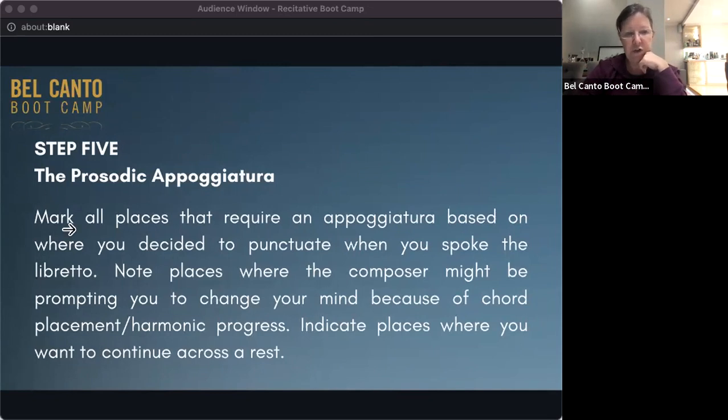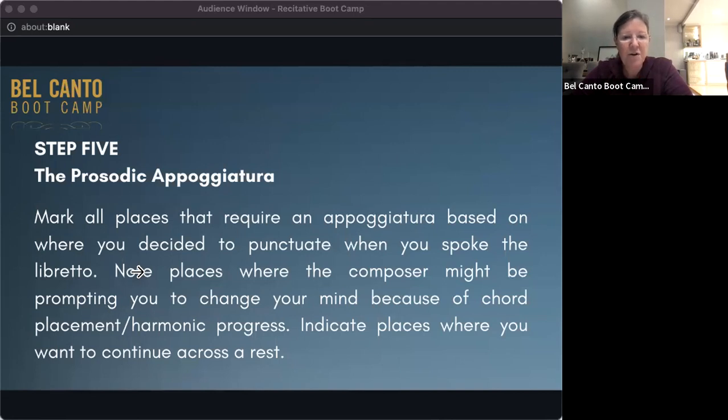So what do you have to do? What is step five in the recitative preparation? Mark all the places that require an appoggiatura based on where you decided to punctuate, right? So the appoggiatura has to be placed when you punctuate, and we are going to review those rules now. So just chill out, don't fret.